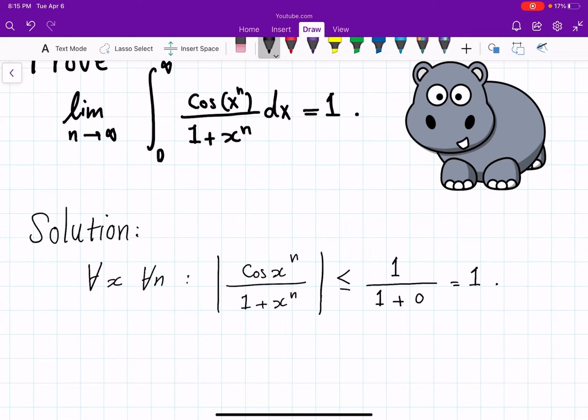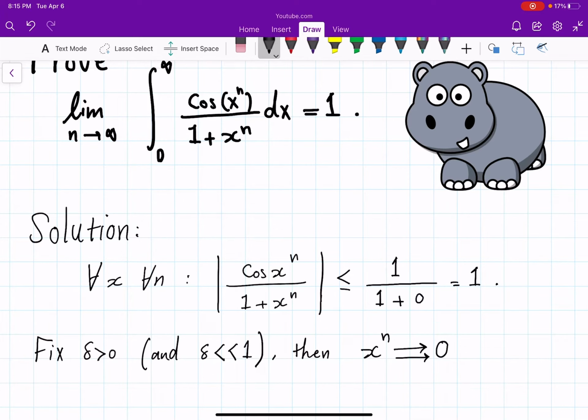The other observation is that x^n converges uniformly to 0 on intervals from 0 to 1 minus delta for any delta positive. And that will be a key part of the computation. So fix delta positive. And usually we want to think of it as pretty small, so much less than 1. Then x^n converges uniformly, so I use these double arrows to emphasize that it's a uniform convergence on 0 to 1 minus delta.